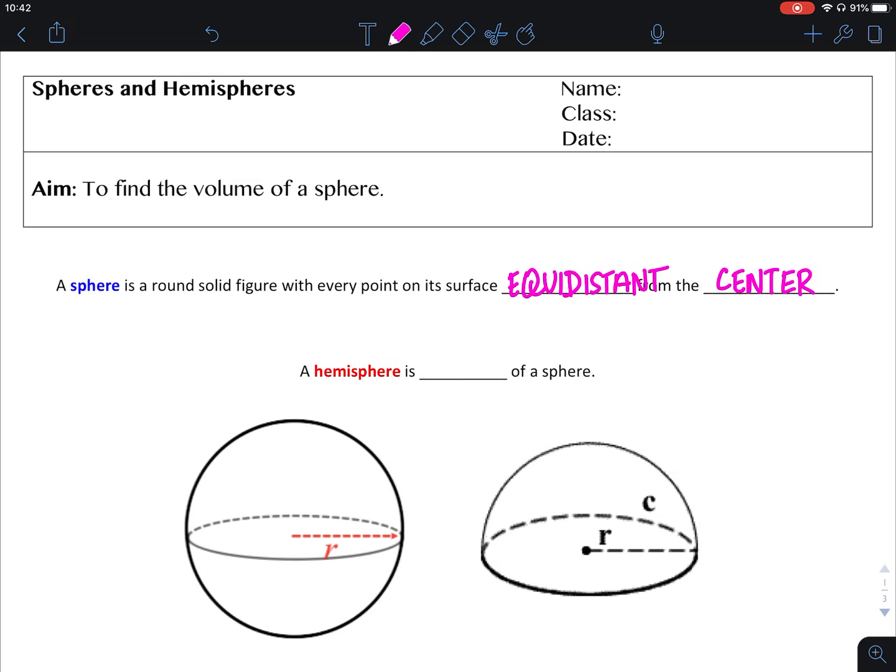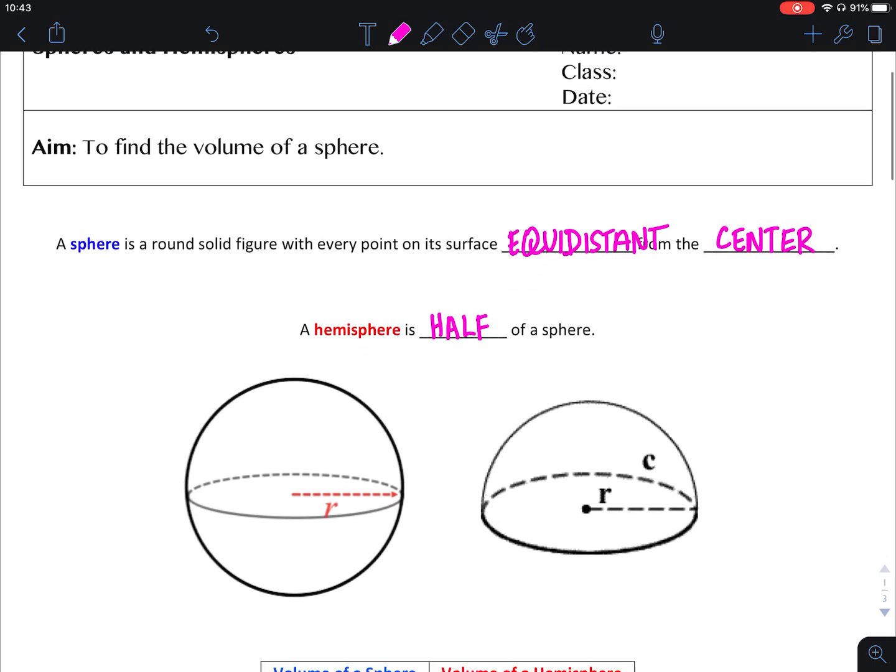And then hemisphere, you've probably heard this word before, like northern hemisphere, southern hemisphere of the Earth. It's just half of a sphere. Okay. We're mostly going to focus on the volume of these two figures, but I'm also going to show you the surface area because that does come up as well.